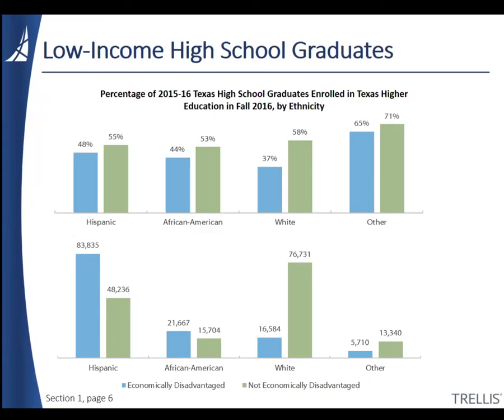Not surprisingly, those with fewer resources are less likely to be able to afford college. This is true across all racial and ethnic categories, as you can see in the top chart. However, only 18% of white high school graduates in Texas are considered to be economically disadvantaged, while 63% of Hispanic and 58% of African American high school graduates are. Poverty is an issue that can affect anyone, but we see that it disproportionately affects students of color in Texas.